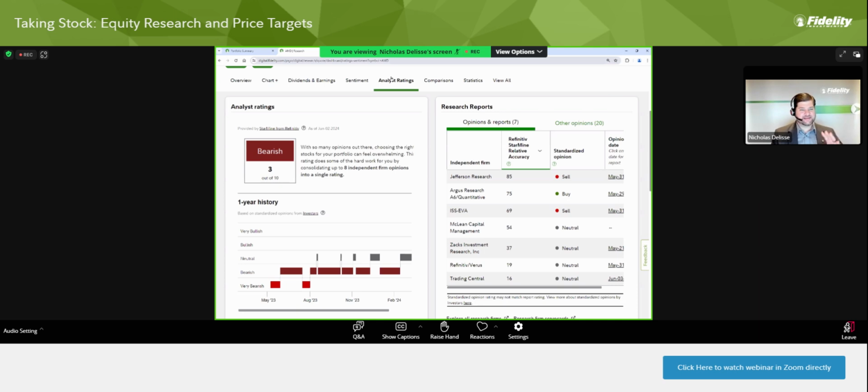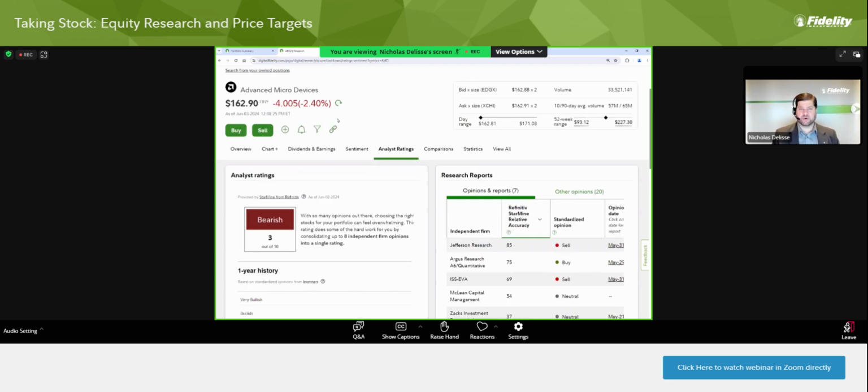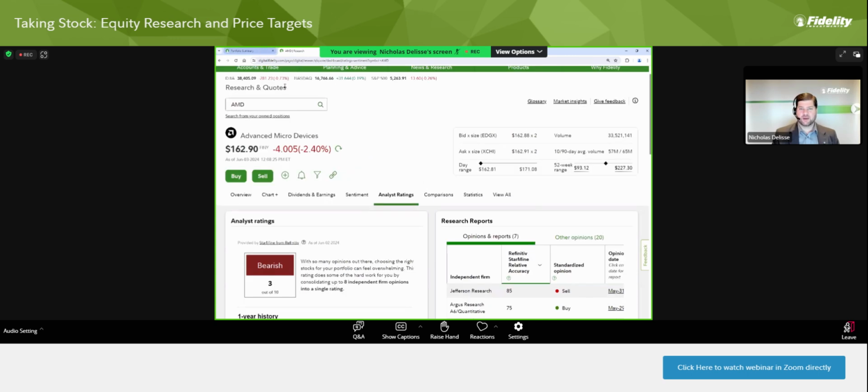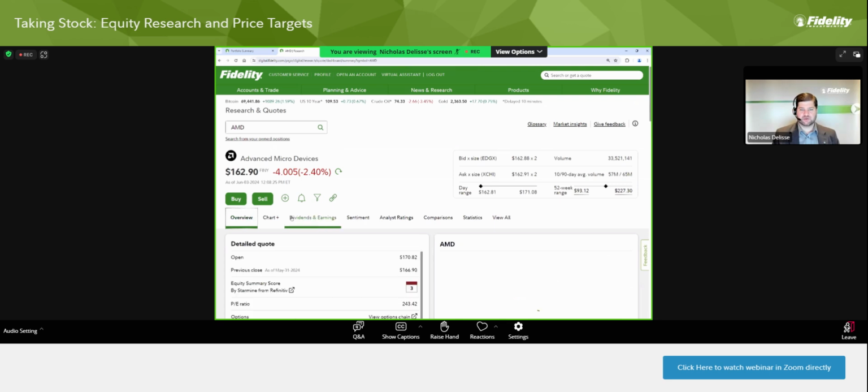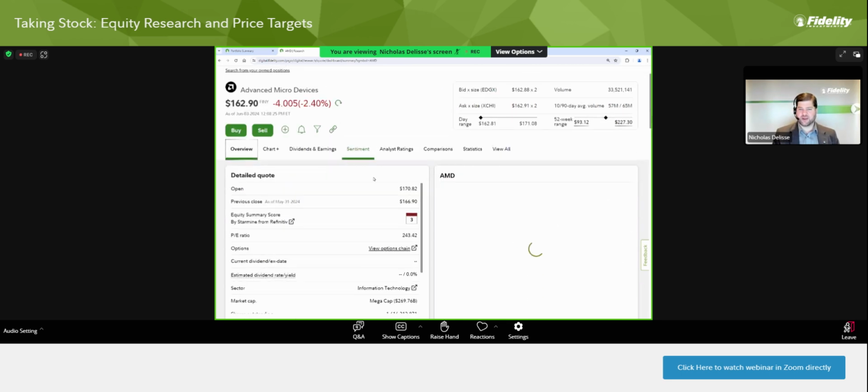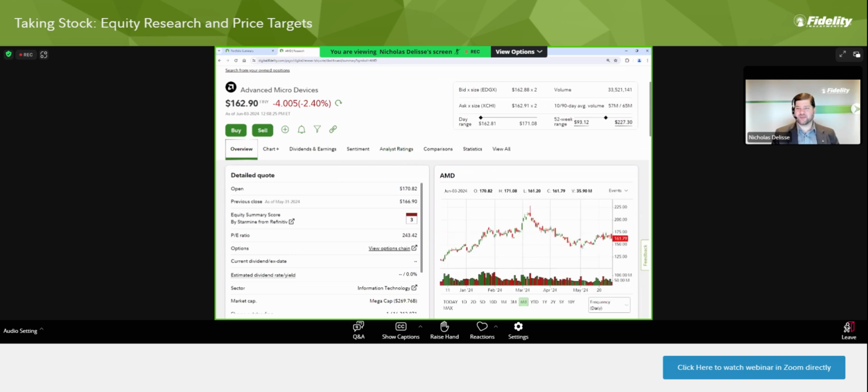Now, something else that's beneficial to dig into is looking at historically how well the equity summary score has done. And I'm just going to pull up a quick research page. And going back to where Troy was, there's a couple different ways you can dive into this. You can see some of this information.